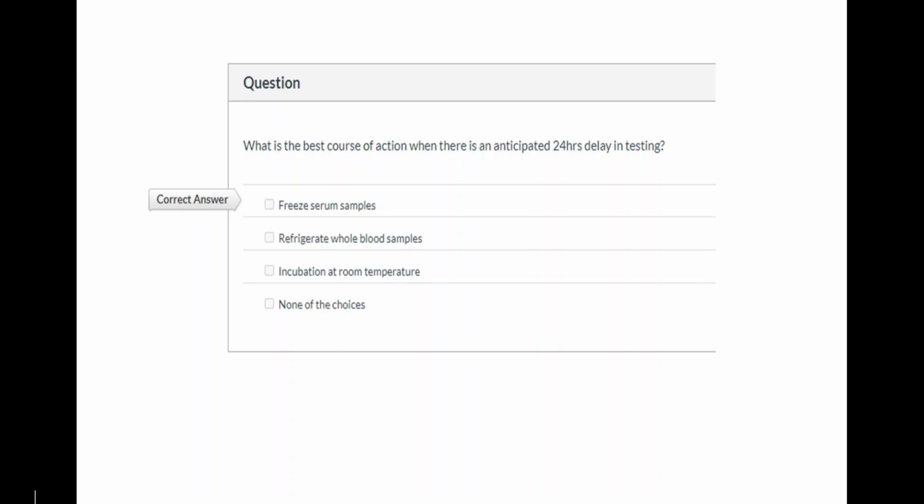Now, between freezing serum samples and refrigerating whole blood samples, the best answer is to freeze serum samples. Why? Because, class, we are not to refrigerate whole blood samples. RBCs may hemolyze during the process of refrigeration. And remember that hemolyzed samples are contraindicated in any serologic testing. So we have to separate the serum sample first. Then the serum sample will be subjected to refrigeration or to freezing. So among all the choices, to freeze the serum samples is the best answer.